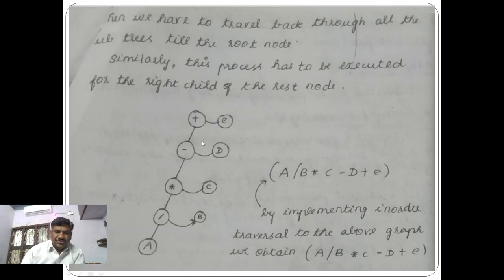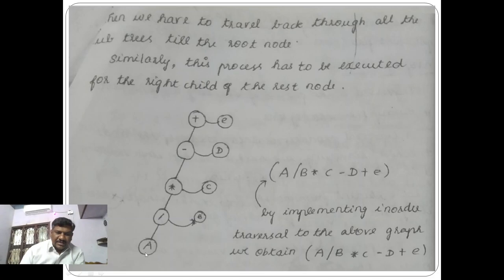Each node will have two children, right? This is the root node. I am going to travel towards the left. When I go to this node, this is the left child and this is the right child. So I am going to the left child. Then I move over here. It has a left child D and it has a right child asterisk. I am going to move over here. Like this, I am going to travel towards the left. After this, I cannot move. So this is the leaf node.